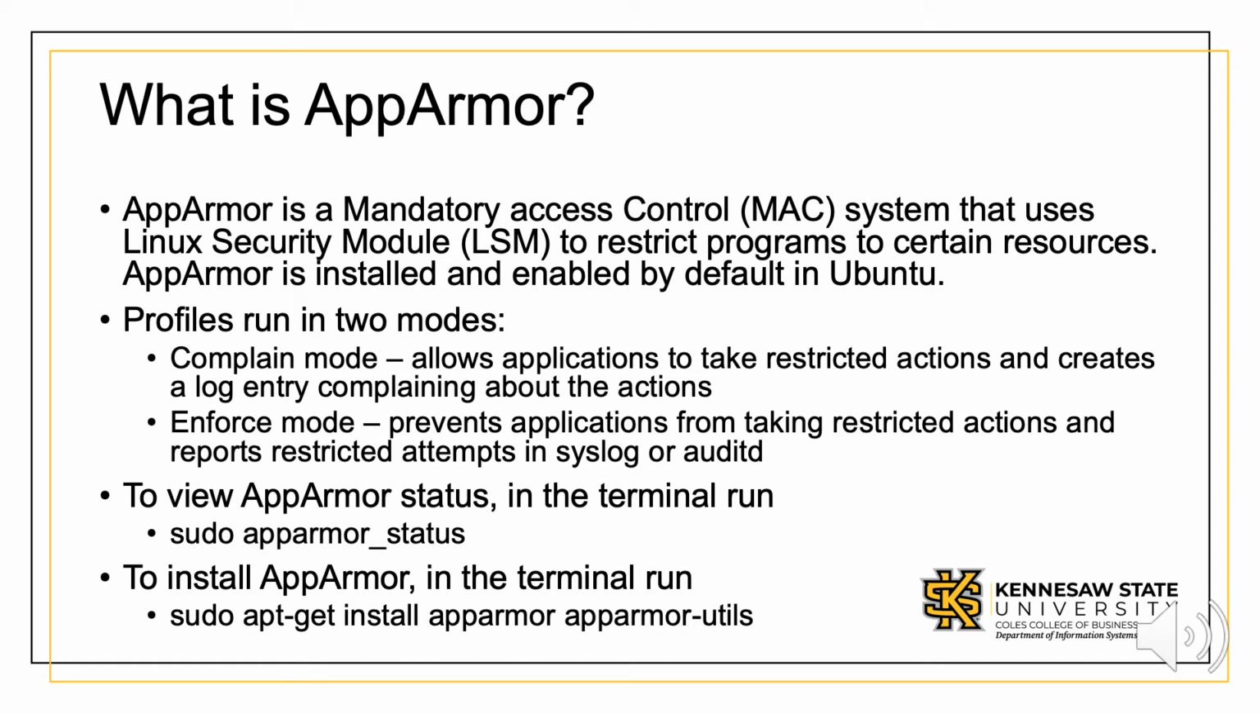To view the AppArmor status, in the terminal, you can run the following command with sudo: apparmor_status. And to install AppArmor, in the terminal, you run sudo apt-get install apparmor-utils. Utils is a necessary package to have on your AppArmor because this displays all the profiles of the commands.